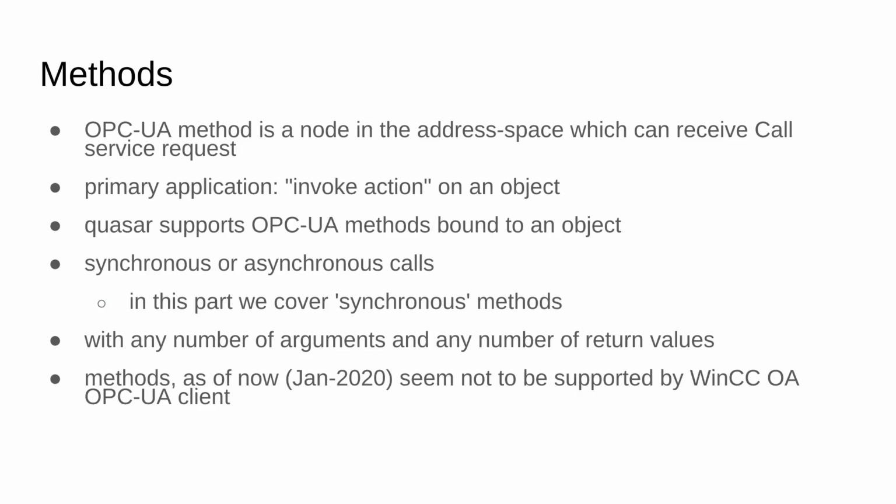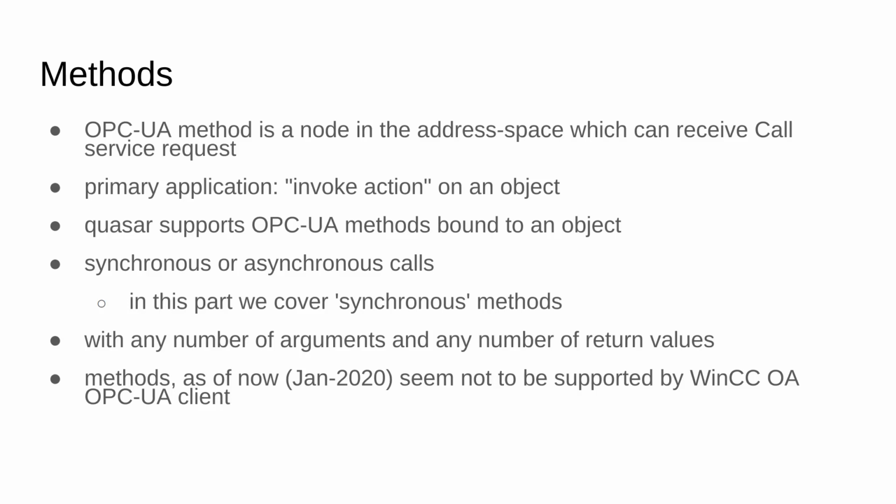OPC-UA methods are kind of separated. A method is not really linked by OPC-UA to a specific object or a specific object type. Of course, that is the most natural way of thinking, but OPC-UA goes beyond that. However, in Quasar, we support only methods which are bound to an object. So you see a method that belongs to a particular object, and when this method is invoked, it acts on that particular object.